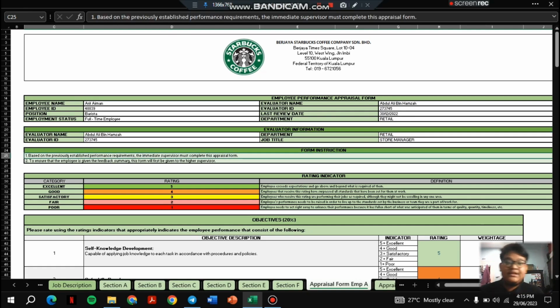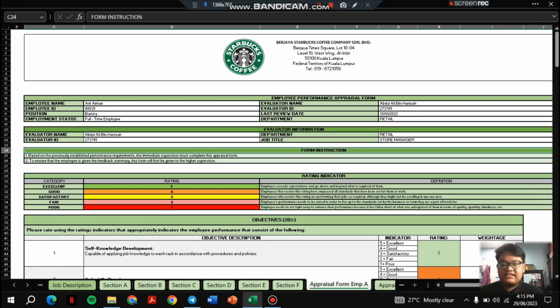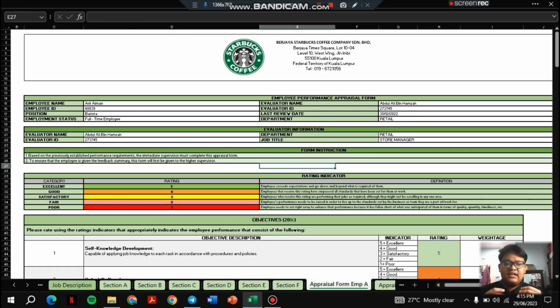So the next one is form instruction. The form instruction explains the function of this appraisal form. This form is to ensure that the employee is given the feedback summary, and this form will first be given to the highest supervisor.